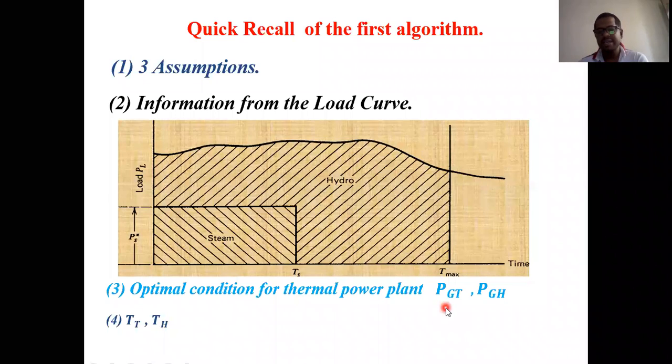So our target in this algorithm is, we need to find out PGT and at the same time PGH, and at the same time we need to find out TT and at the same time TH. So once again I am repeating, PGT means power generated in the thermal plant, PGH means power generated in the hydropower plant. And coming to the timings, this is TT and TH. TT means for how much time the thermal power plant is in operating condition. TH means how much time the hydro power plant is producing the power. Understood? So this is nothing but a quick recall of the first algorithm.